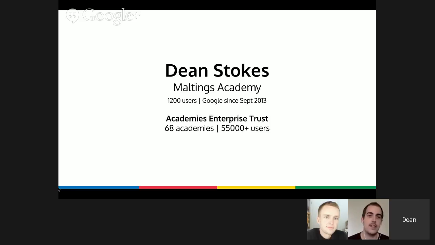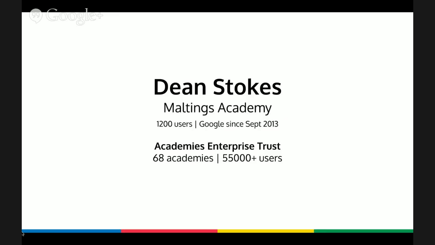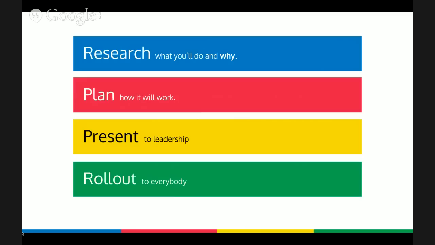So I've broken it down into these 4 areas. The first one is research. It's really important that you research exactly what you're going to do, and almost more importantly, why you're going to do it. Secondly, we planned it.